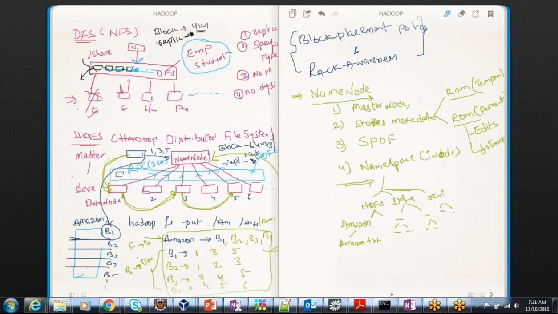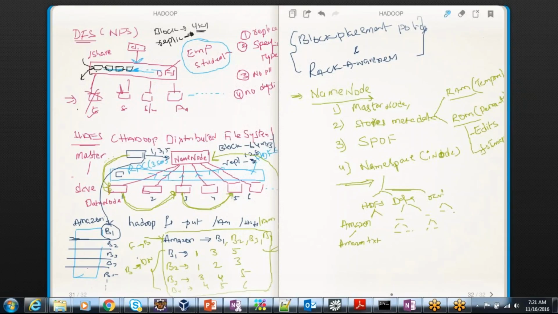Then why fs image, sir? Why can't I use the edits only? Why should I need two files? Because the raw transaction information will be in edits, but your RAM requires only file system information. Where is the data? What is the size of the data? What is the block size? Where is it all stored? Your name node is required to know only the file system information.